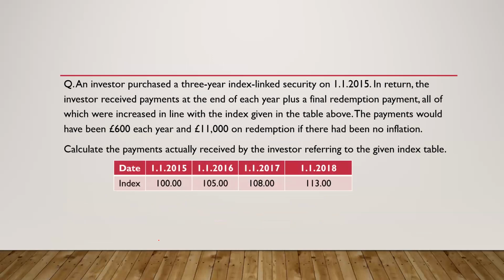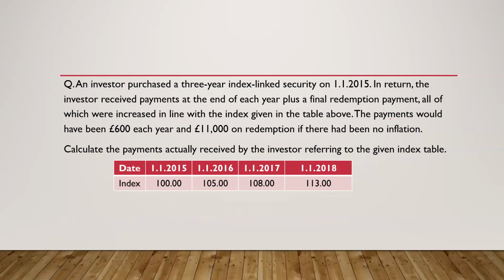Okay. So let us consider another question as given in the core reading material for you. An investor purchased a 3-year index-linked security on 1st January 2015. In return, the investor received payments at the end of each year, plus a final redemption payment, all of which were increased in line with the index given in the table above or below.